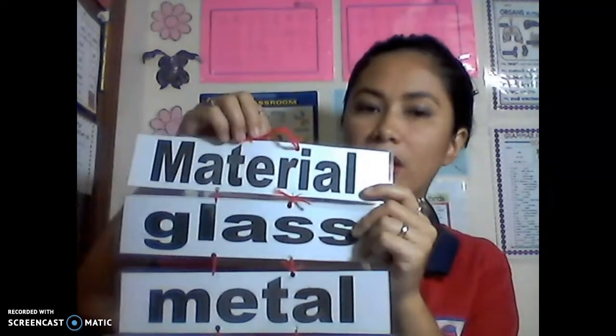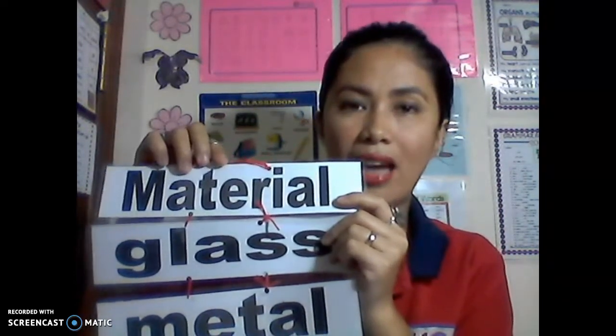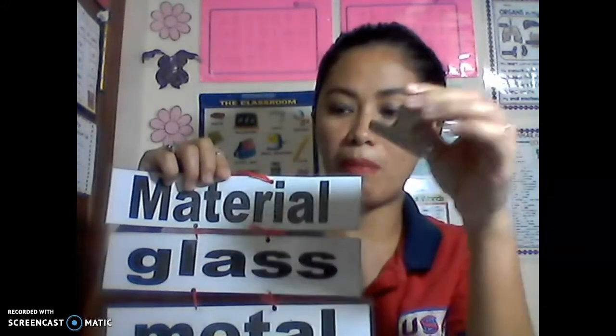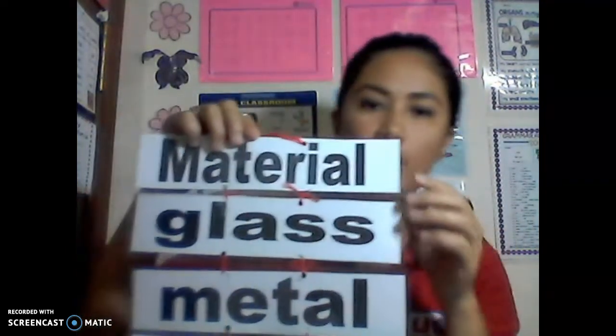The word material means anything that we use in order to create something. For example, metal: we use metal to make a paper clip. We use wood to make a ruler. We use some plastic and some metal to make scissors, right? Okay, so here we have materials.